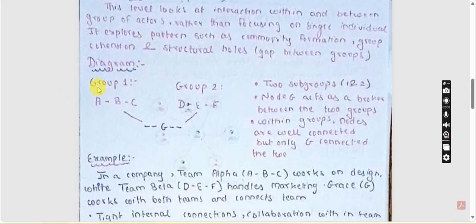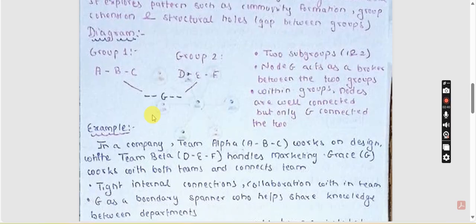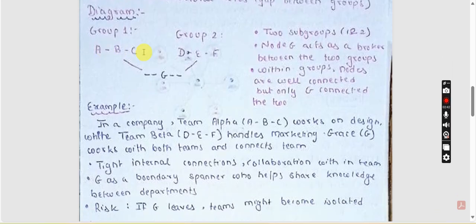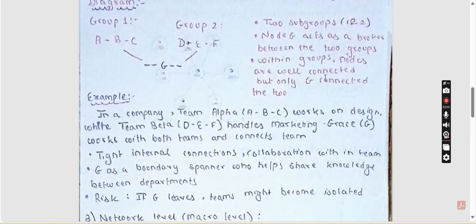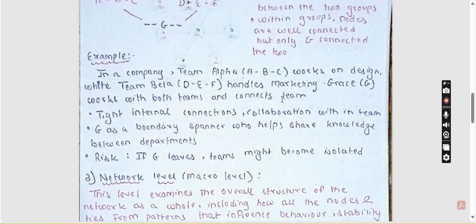Look at the following diagram where there are two groups, group 1 and group 2. Group 1 has members A, B and C, whereas group 2 has members D, E and F, and they are connected via a mutual node denoted by G. G acts as a broker between the two groups. Within groups, nodes are well connected, but only G connects the two groups.